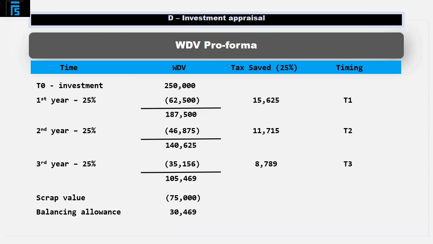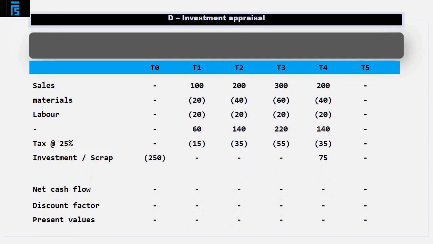Again, this balancing allowance of $30,469 is not a cash flow itself. It would appear on a tax return as an allowable deduction. The amount of tax this saves depends on the corporation tax rate, in this case 25%. So the cash flow benefit of the writing down allowance, or the balancing allowance in this case, is $30,469 times 25% equals $7,617, receivable at T4. We can now transfer these cash flows into our main pro forma.